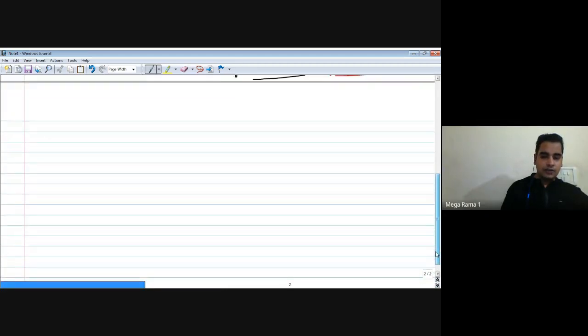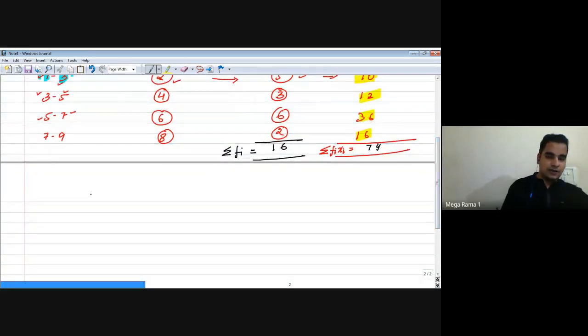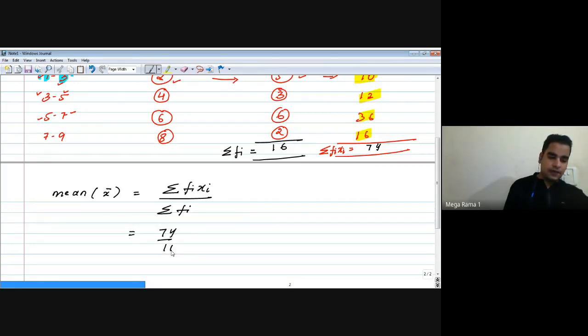Now I am going to use the same formula which we discussed yesterday. So mean, which is given by x bar, is equal to summation fi xi divided by summation fi. Clear? So that will be equal to 74 by 16, and this is going to give me 4.625. Okay, so this is the mean that we got.